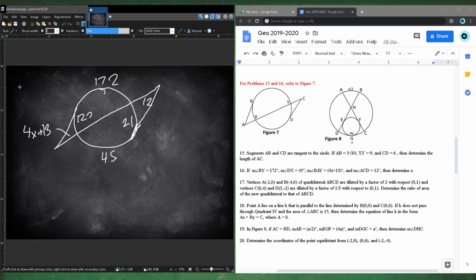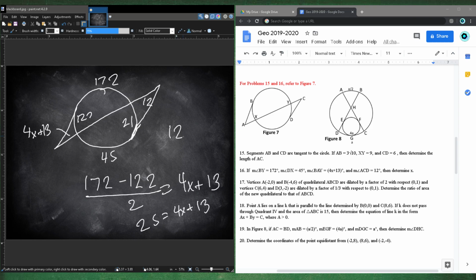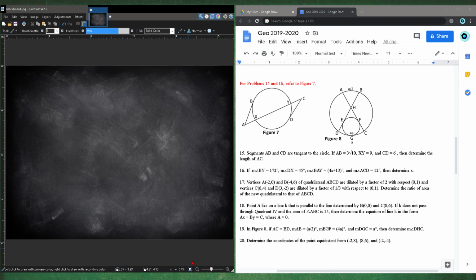So now we're going to do the same thing again. 172 minus 122 divided by 2 is equal to 4x plus 13. So this is 50 divided by 2 is 25. 25 minus 13 is 12, equals 4x. That means x equals 3, which is what we're looking for, I believe. Yeah, determine x, which is 3, which is number 16.